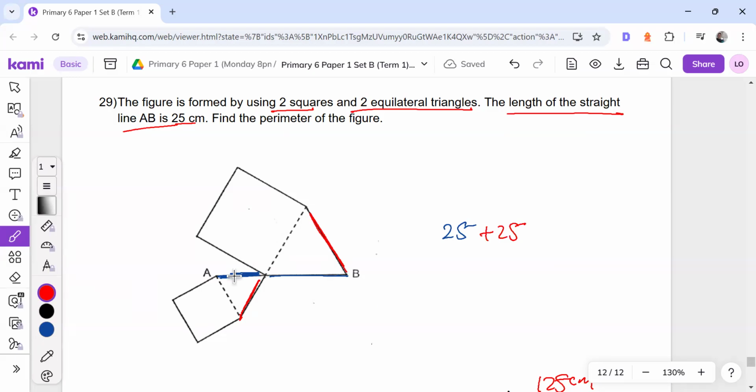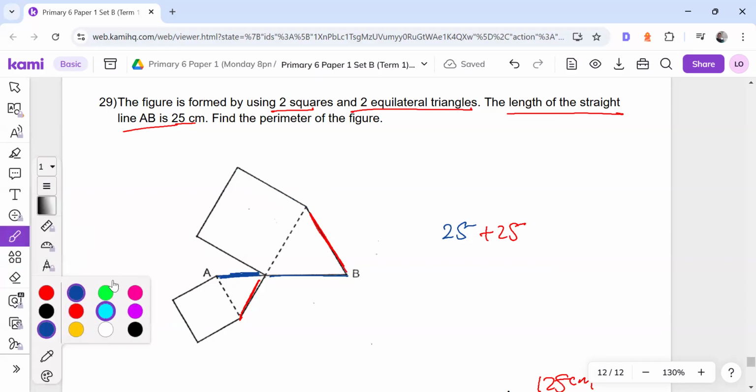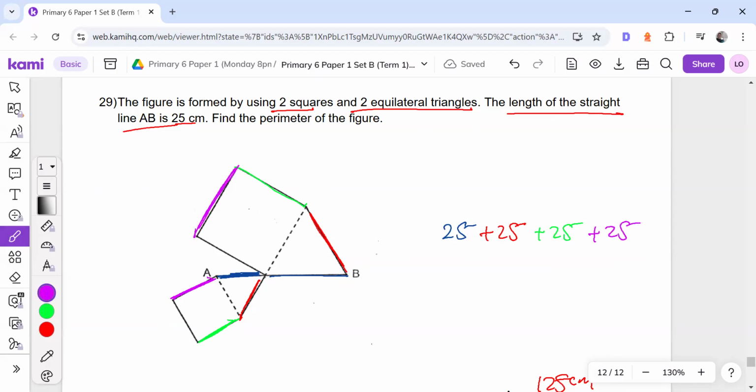Can you see that? So, do you see another short line and then another long line? Let me use a different color so that it's easier to see. Okay, let me use a green color. Short line and long line, add together another 25 cm. Okay, another color. How about short line, long line, another 25 cm. And then next one, short line and long line, another 25 cm.